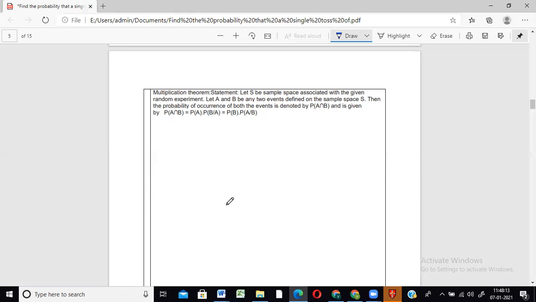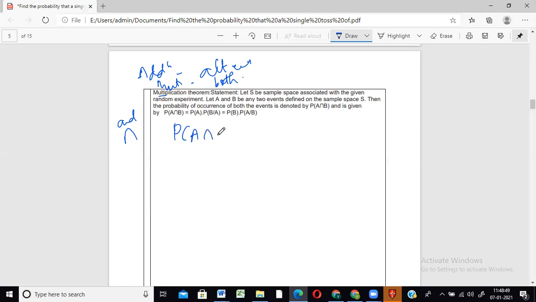Now, what was the difference between the addition and multiplication theorem? In addition theorem, what did they tell you? Probability of occurrence of at least one of the events, A or B. Here in multiplication, they're telling you the occurrence of both the events. Both means A and also B, that is A and B both. And as I told you, and is always intersection. So and is intersection, and the formula is given like this.